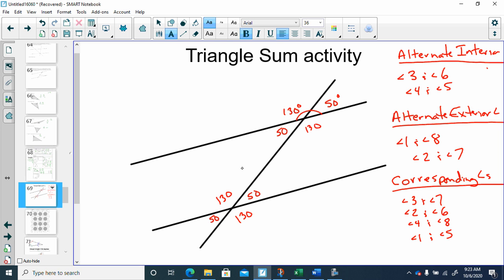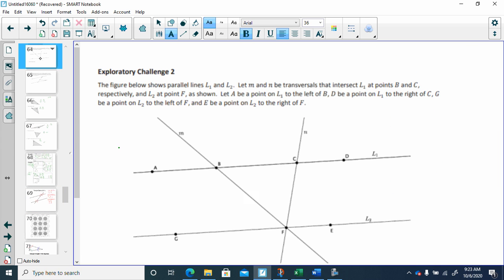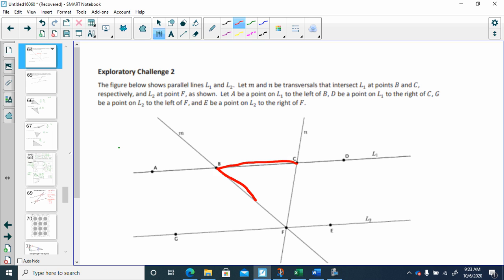Correspondings are in the same relative location. These 2 are 130, they're corresponding. These 2 are 50, they're corresponding, okay? We are going to use that, and this is in your workbook on page 138, okay? I need to prove that the triangle shown right here, the sum of its angles equal 180. And I'm going to use the fact that these are parallel lines and these are transversals to do that.